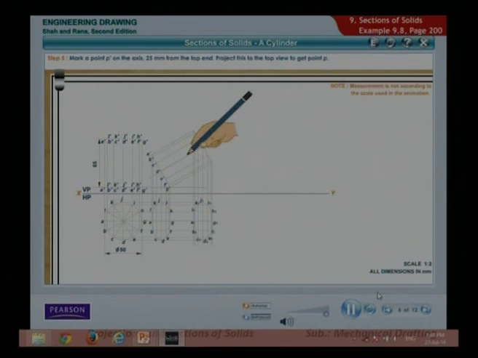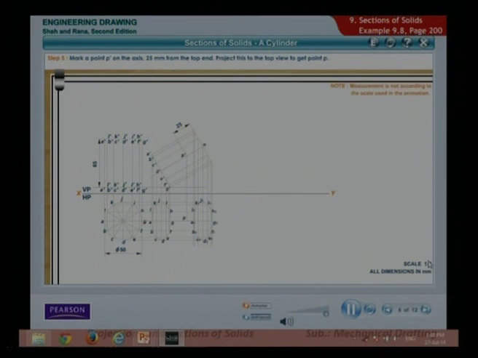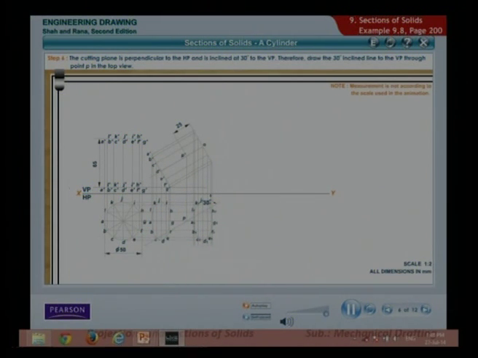Mark a point P' on the axis 25 mm from the top end. Project this to the top view to get point P. The cutting plane is perpendicular to the HP and is inclined at 30 degrees to the VP. Therefore, draw the 30 degrees inclined line to VP through point P in the top view. This cutting plane cuts the cylinder at points 1, 2, 3, 4, 5, 6, 7, 8, and 9 in the top view.